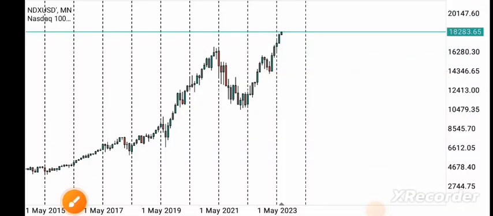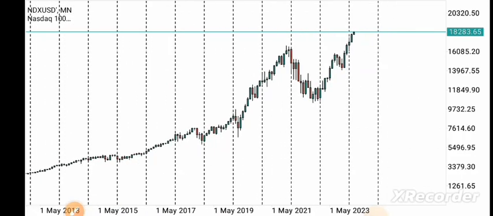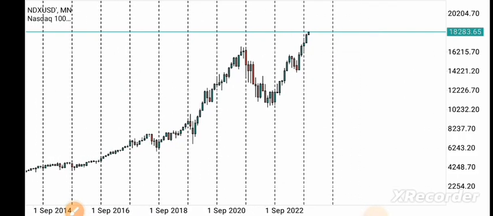Nasdaq 100 technical analysis. In this video, we'll identify the market structure of the Nasdaq 100, the market patterns we should be paying attention to, key support and resistance levels, as well as zones or levels at which we should be looking for potential buy and sell opportunities. Guys, without wasting any further time, let's get straight into the actual technical analysis.